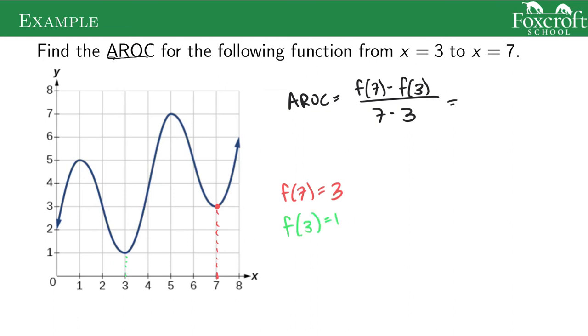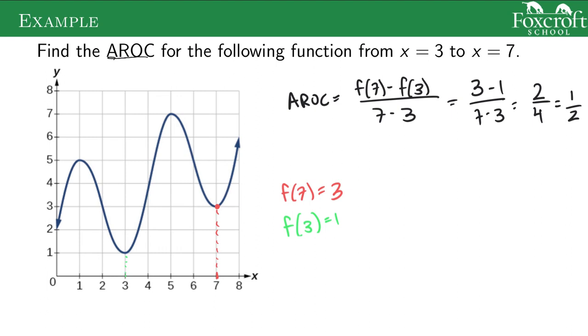All right, so it's the same thing we did in the last one, we just get our function values in a different way. So now we get f of 7 was 3, f of 3 was 1. That gives me 2 over 4, which is 1/2. Right. So 1/2 is the average rate of change of this function, which means every single time I go to the next input, my output has to change by 1/2.